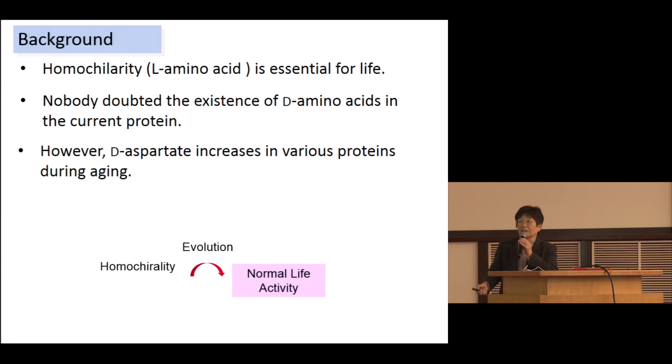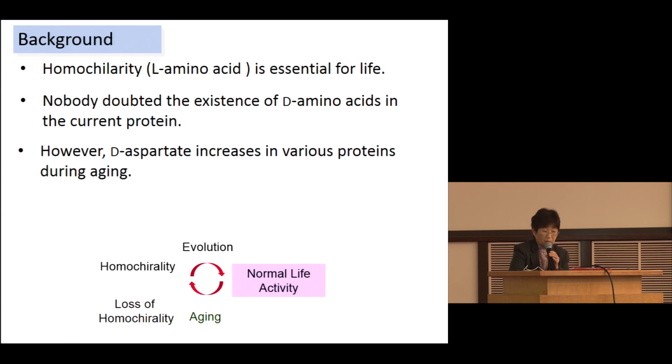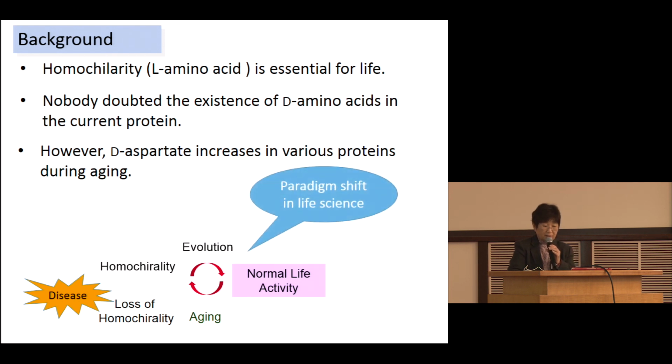If this idea is right, during aging, the loss of homochirality is linked to the loss of function and onset of diseases. This idea is a paradigm shift in life science, I think.